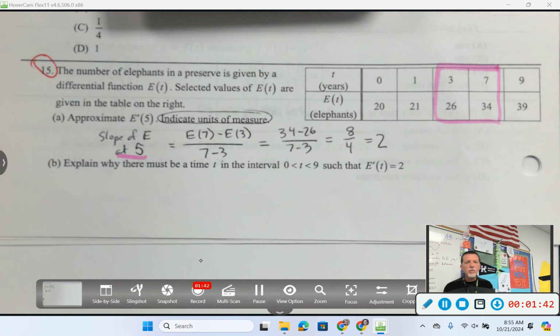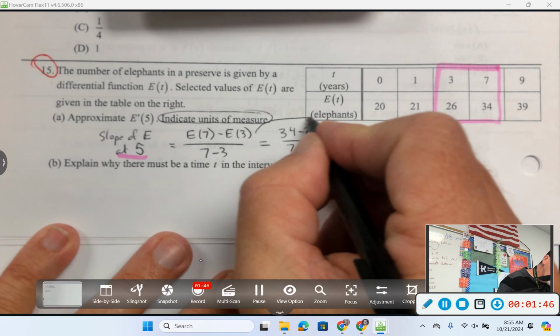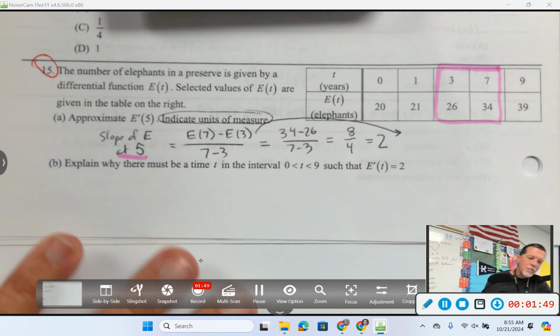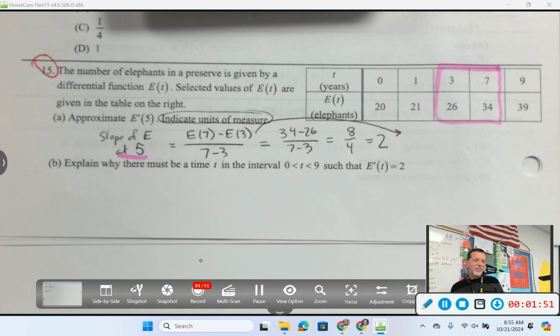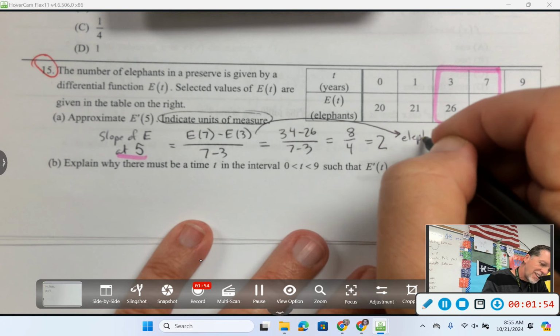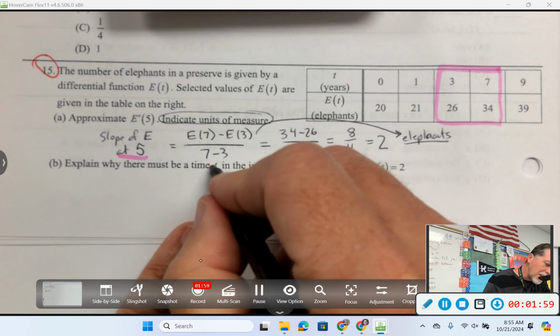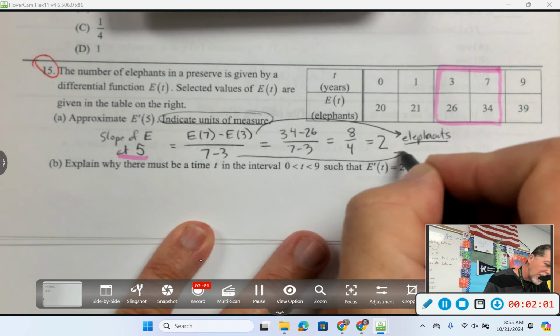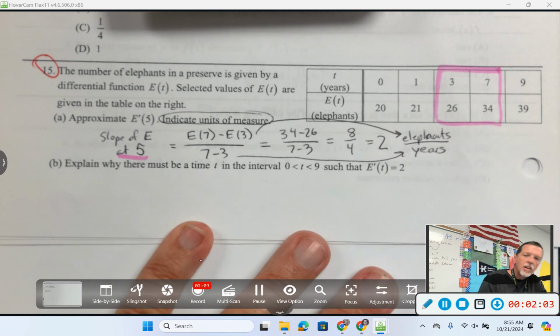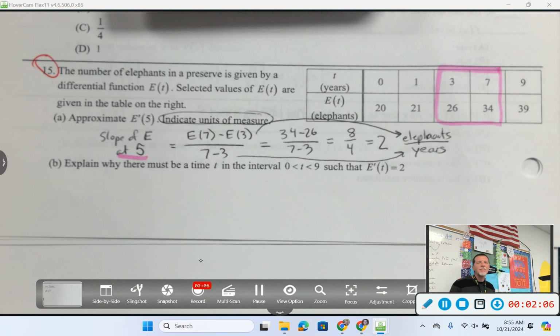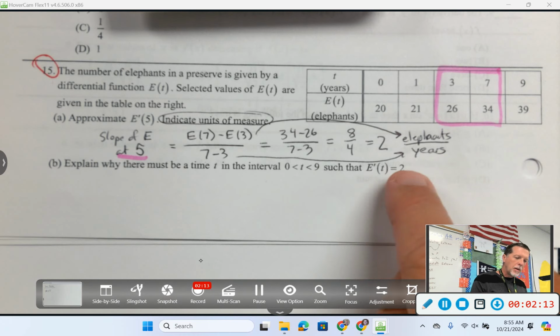But it also says units of measure. Well, what were the units of measure for e? What is e measured in? Elephants. And 7 minus 3, what was that measured in? Years. So the slope of e at 5 is 2 elephants per year. That gives us the rate of change of elephants. So from year 3 to year 7, they added 2 elephants per year, on average.